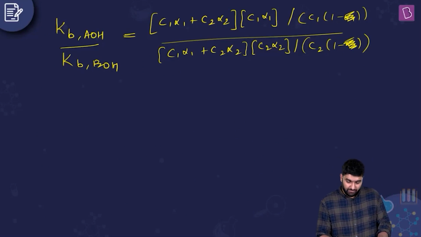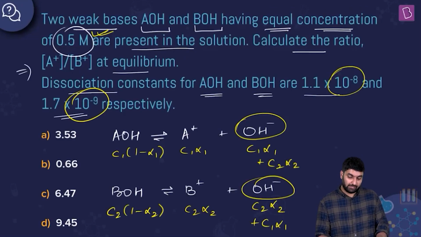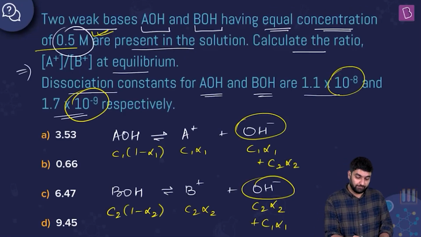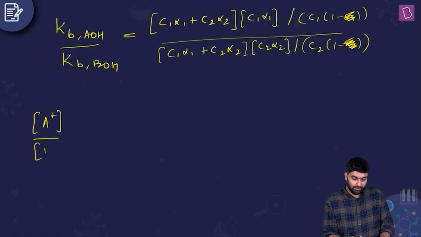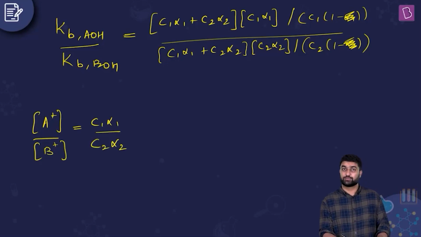Okay. Another thing is, look at what you are looking at, right? What you see here essentially, if you think about it, is that, let's come back, right? Let's come back. What do we have to find? We have to find the A plus by B plus ratio, right? So think about it. What is the A plus by B plus ratio? What is this value, right? In terms of C and alpha only, think about it. This is C1 alpha 1 divided by C2 alpha 2. This is what we have, right?